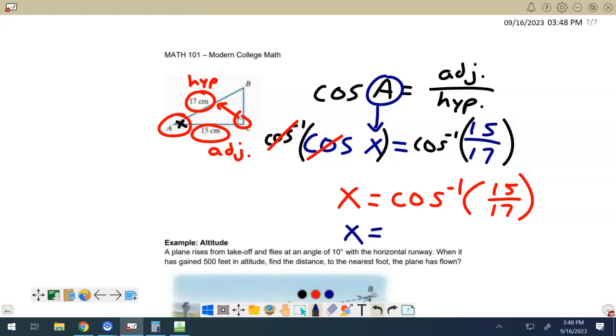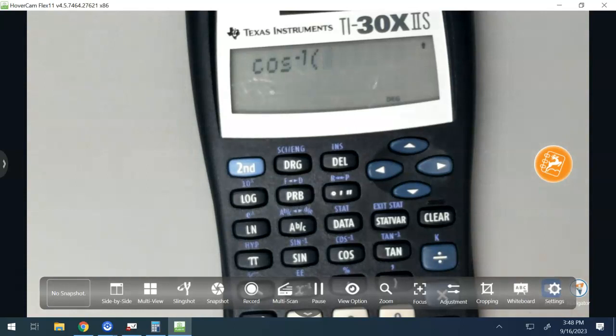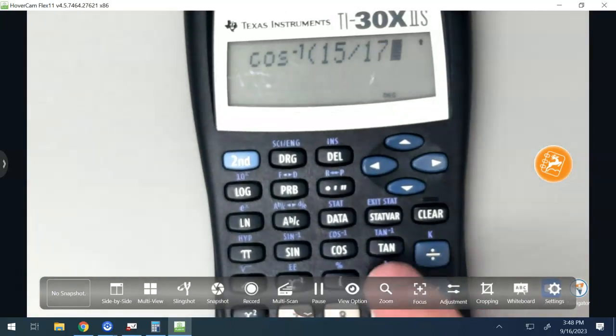Oh man, I left my calculator over there. One second. Okay. So inverse cosine this time, so second, and the cosine button gives me inverse cosine of 15 over 17, and that tells me the angle. When you do the inverse trigonometric functions, you're using the ratio of the lengths of the sides of the triangle to work backwards to figure out one of the angles of the triangle.